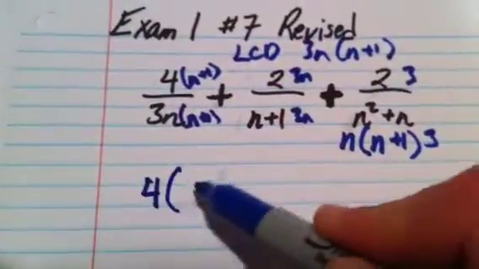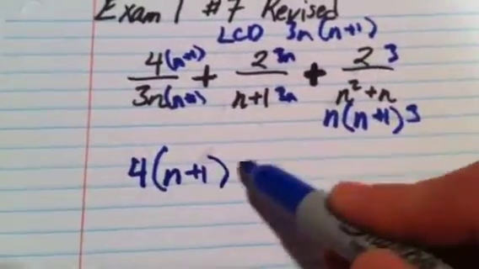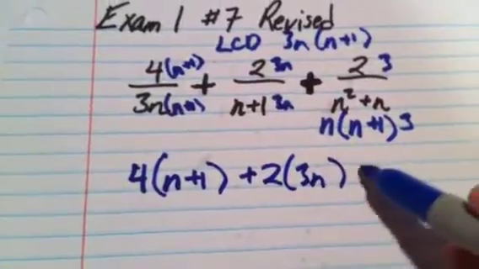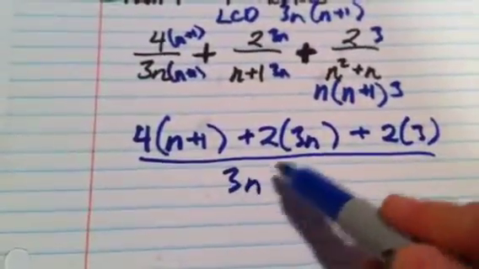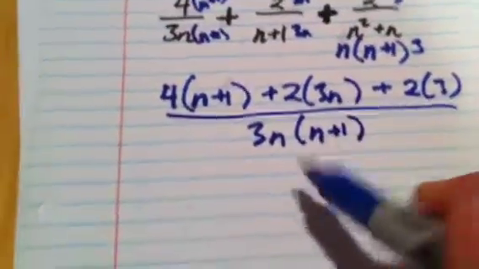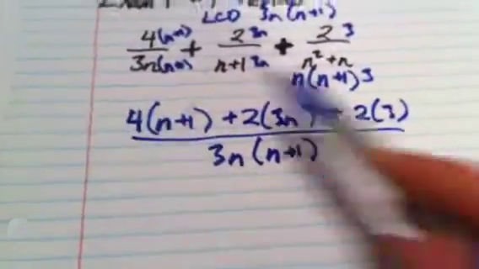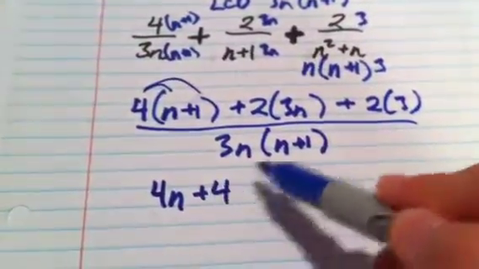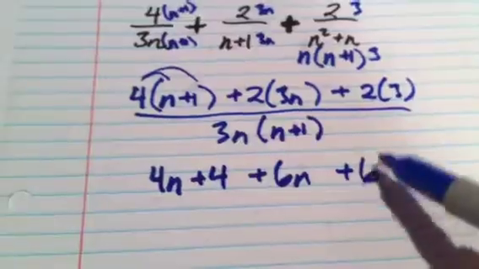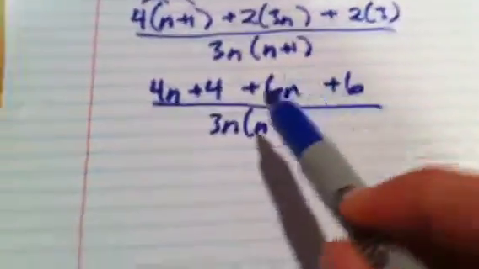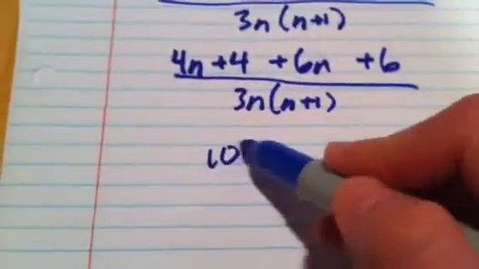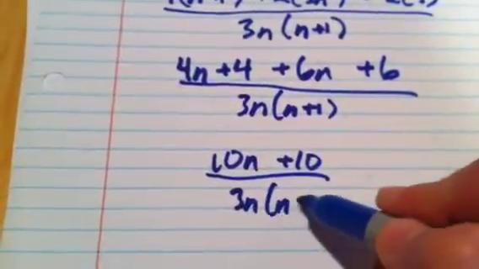So rewriting the numerators, 4 times n plus 1, plus 2 times 3n, plus 2 times 3, all over that least common denominator of 3n times n plus 1. I can now simplify the numerator, distributing. I'll have 4n plus 4 plus 6n plus 6 all over, leaving the bottom the same. So we have 4n plus 6n is 10n, 4 plus 6 is 10, divided by 3n times n plus 1.